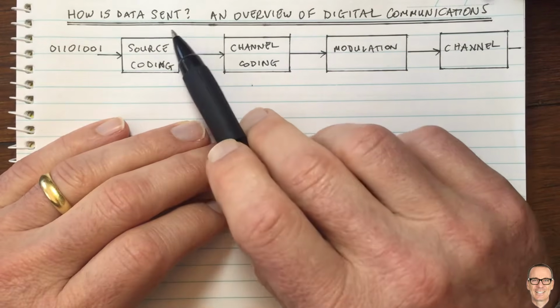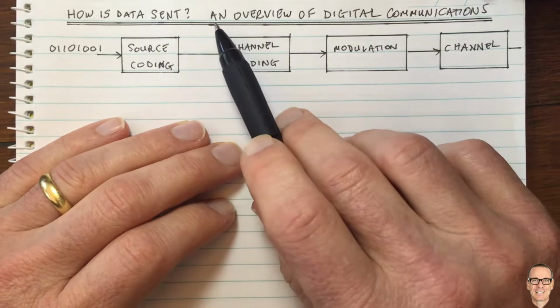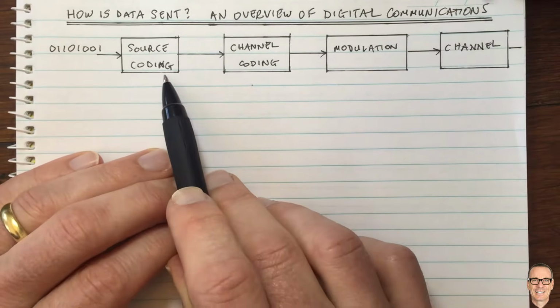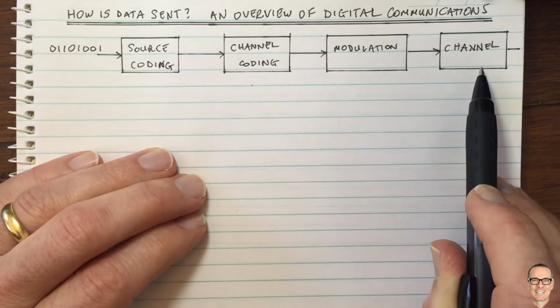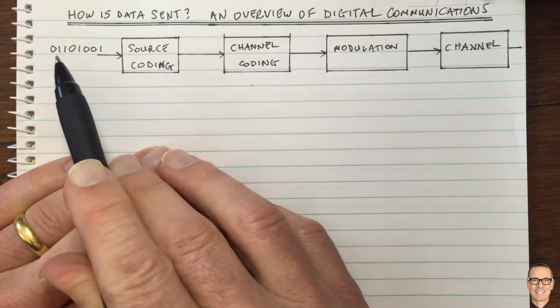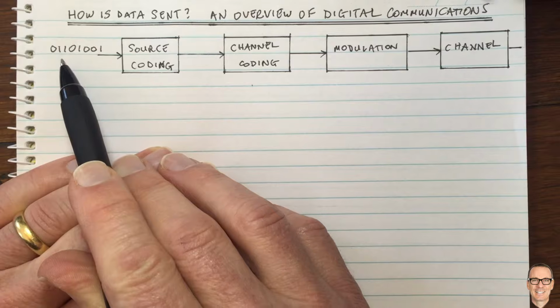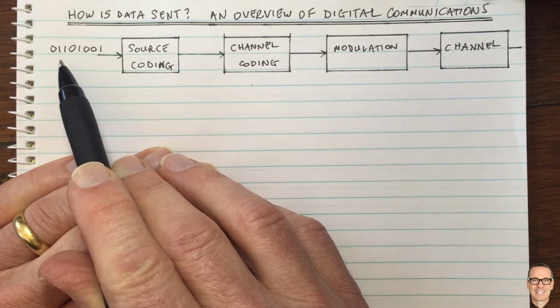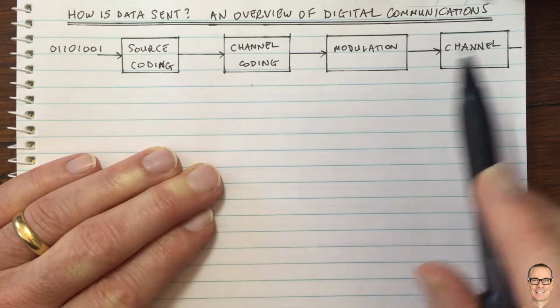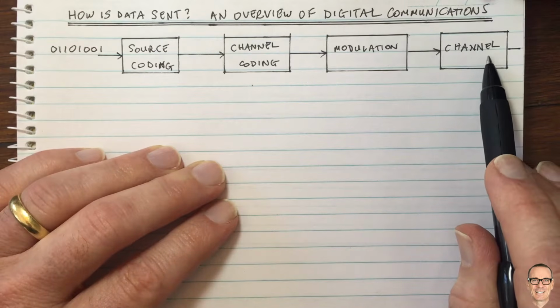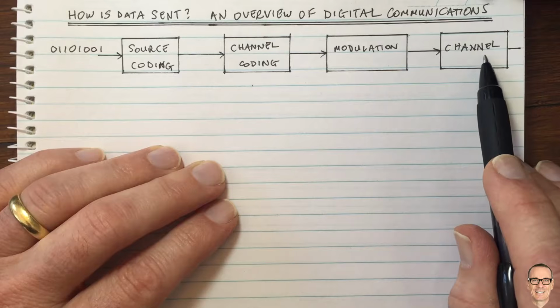So how is data sent? Now I'm going to give an overview of digital communications. Here are the four main blocks in what's needed to transfer ones and zeros, which are stored in the memory of either a computer or a digital mobile phone, for example, into something that can be transmitted over the channel. And let's think about what that means.